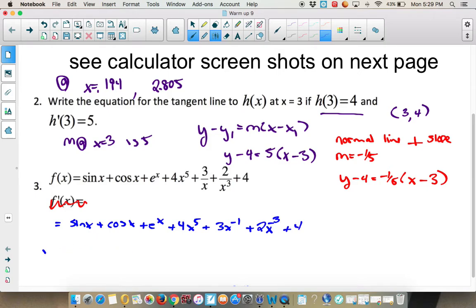Okay, now I'm ready to take the derivative. Okay, derivative of sine is cosine, so cosine x, and the derivative of cosine is negative sine. So this is going to be minus sine x. Derivative of e to the x is e to the x. Then your power rule says you bring the 5 down, multiply by the coefficient, and subtract 1 from the power. That's going to be 20x to the fourth. Again, your power rule says bring your power down, multiply by the coefficient, subtract 1 from the power.